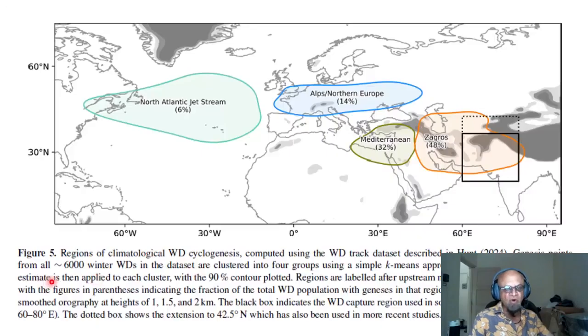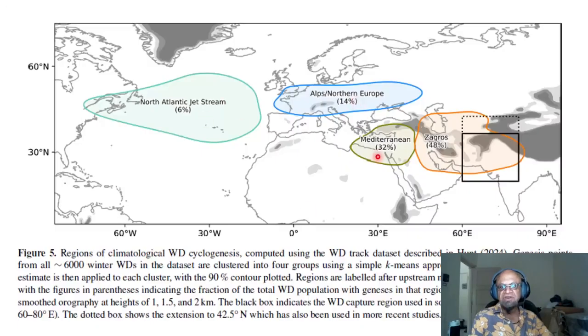Genesis points from all 6,000 winter WDs in the data sets are clustered into 4 groups using a simple K-means clustering approach. A Gaussian kernel density estimate is then applied to each cluster, some technical details with 90% contour plotted. So those are the contours. Regions are labeled after upstream mountain ranges or water sources, with figures in parentheses indicating the fraction of the total WD population with genesis in that region.